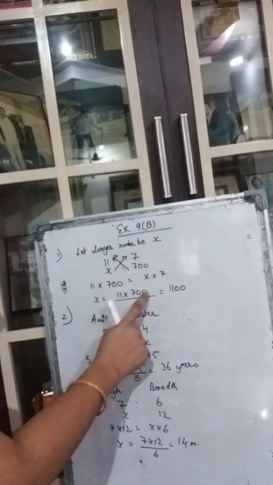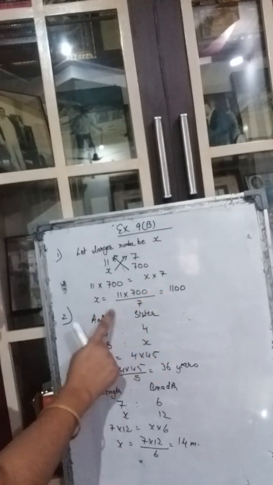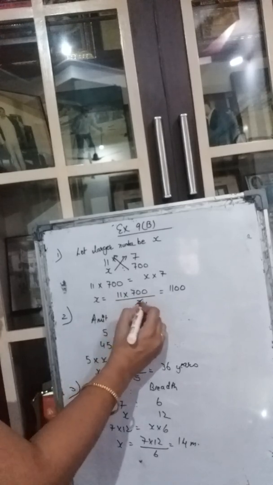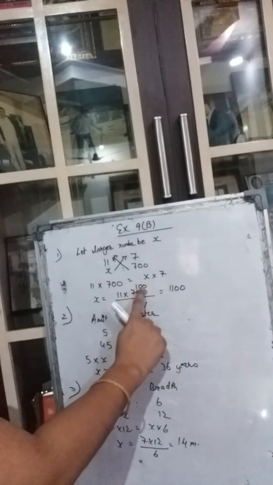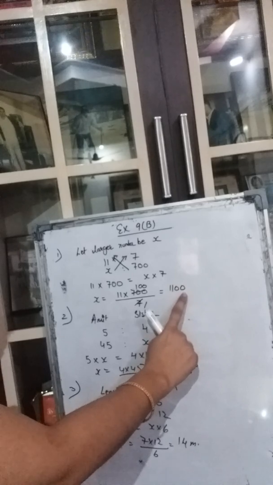Or you can write x is equal to 11 into 700, and here 7 was getting multiplied. Now we will bring it to the other side, and it will get divided. So 7 ones are 7 and 7 hundreds are 700. So the answer is 11 into 100, which gives you 1100. This is the larger number.